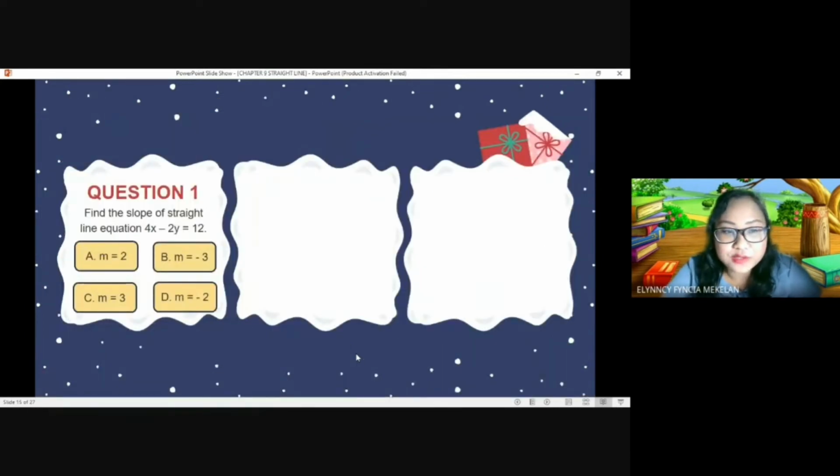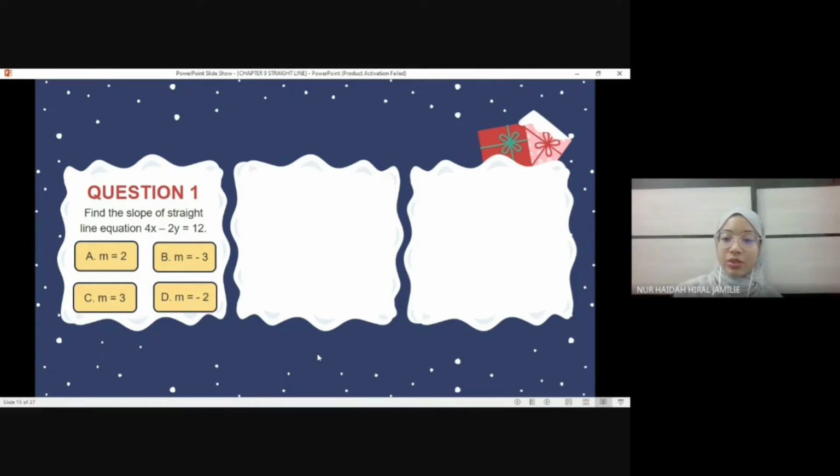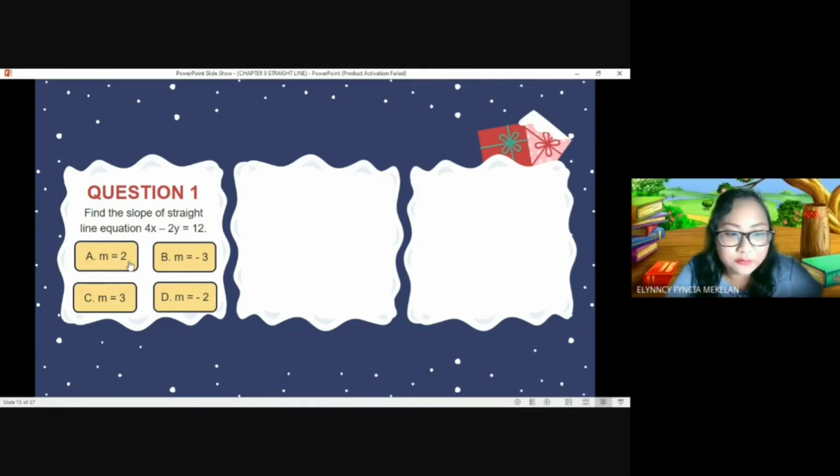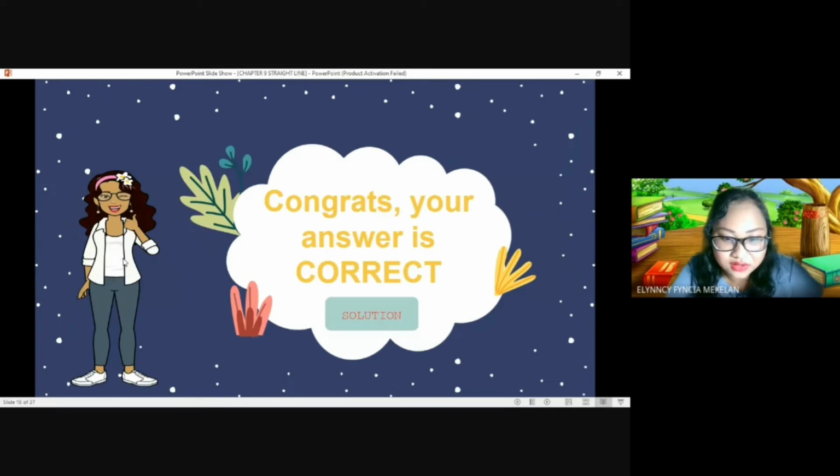Okay, for the first question, find the slope of straight line equation 4x minus 2y equal to 12. Okay, Nurhaida, what is your answer? A. m equal to 2. Okay, let me check your answer together. Wow, you got a correct answer. Let me check the solution. Yay. Good job.